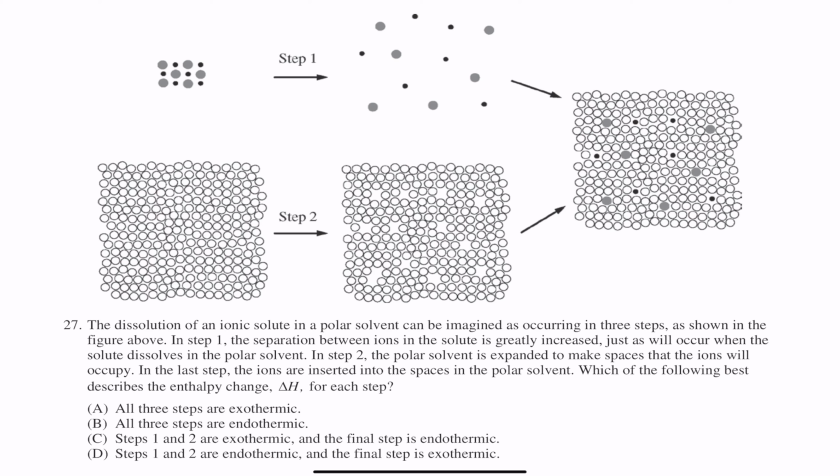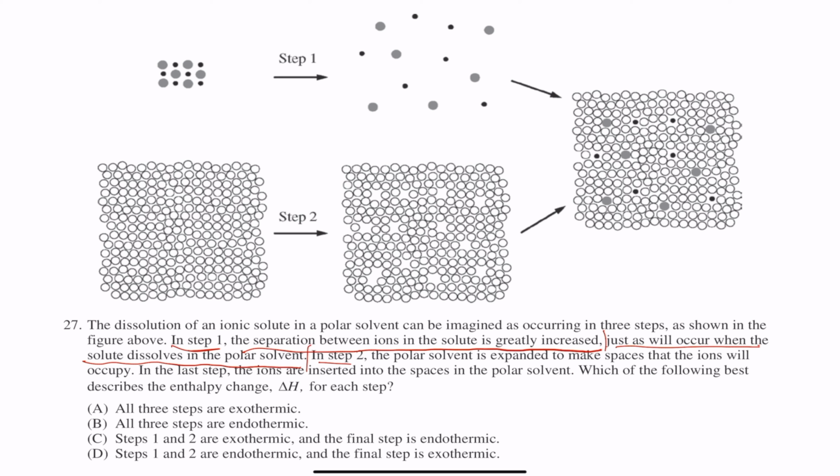Number 27. The dissolution of an ionic solute in a polar solvent can be imagined as occurring in 3 steps as shown in the figure. Okay, so what's happening? Step 1, separation between the ions in the solute is greatly increased, just as will occur when the solute dissolves in the polar solvent.